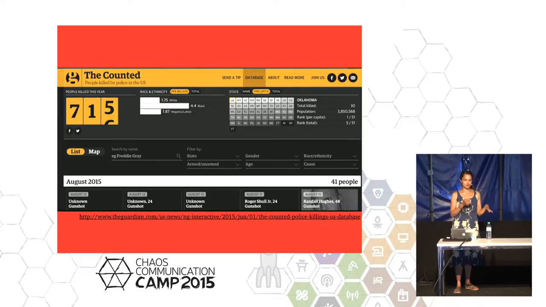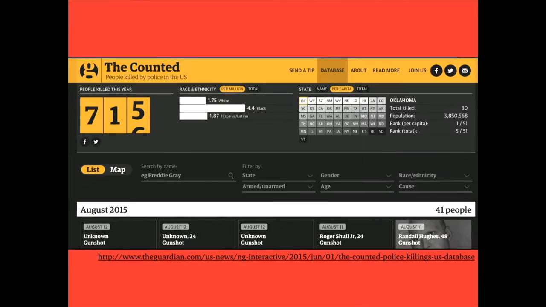This is a campaign or a project from The Guardian called The Counted. So in the US, there's no comprehensive record of people killed by law enforcement. It's up to the states whether they collect this or not. And this lack of really basic data has been very glaring among the Black Lives Matter movement, for example. So at the moment, the FBI run a voluntary program where law enforcement agencies have the choice whether or not to submit their annual count of what they call justifiable homicides to this centralized database.